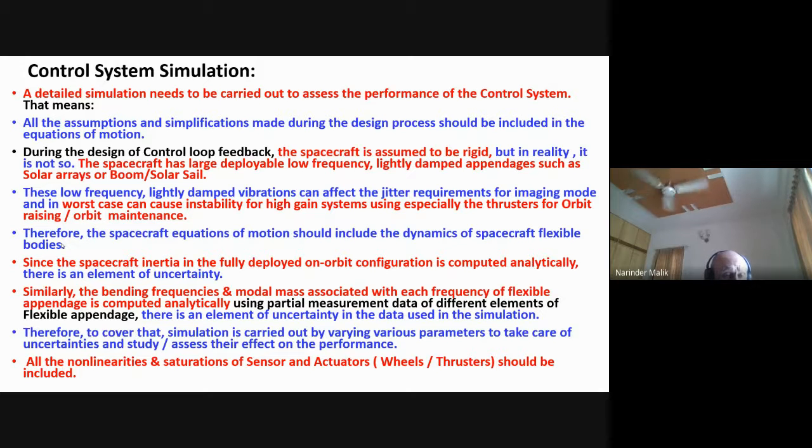gyros have uncertainty. They have basically drifts. Drifts are dependent on the temperature. The scale factor is a function of temperature. Scale factor means when I say 1 degree per second, it gives you 1 degree per second. But when it's 1.5 degree, it may give you 1.45 degree per second. So it's not a linear characteristic. It's a non-linearity there. Okay. So all these effects have to be included in the simulation.